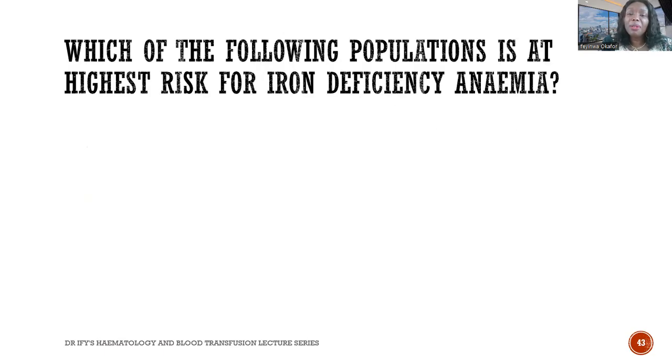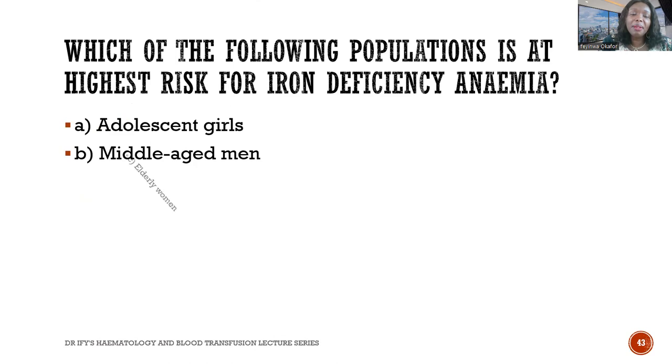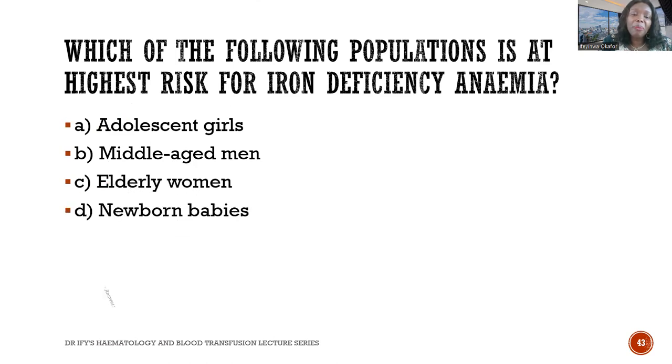Which of the following populations is at risk for iron deficiency anemia? Adolescent girls, middle-aged men, elderly women, newborn babies. Answer A, adolescent girls.